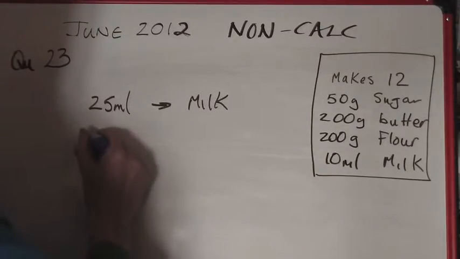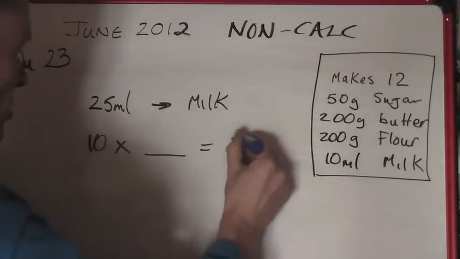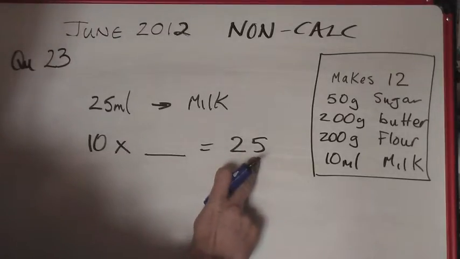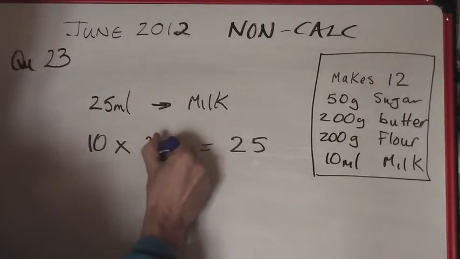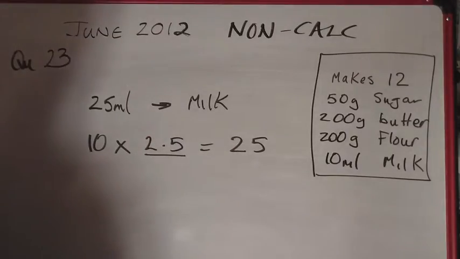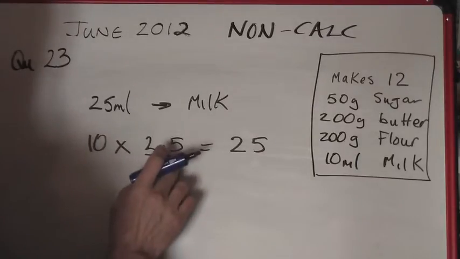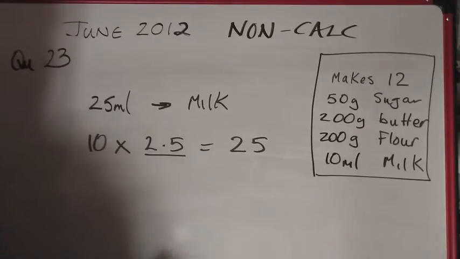So all we've got to do is think about what do we times 10 by to get 25. Well, 10 times 2 is 20, 10 times 3 is 30, so it's halfway between those two, so it must have been 2.5. So what this means is that she used 2.5 times as much as the recipe stated, so she must have made it for 2.5 times 12.